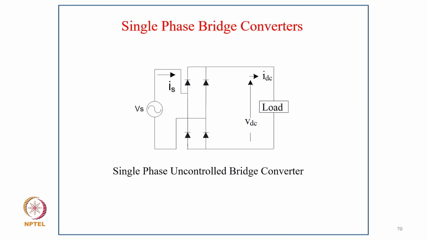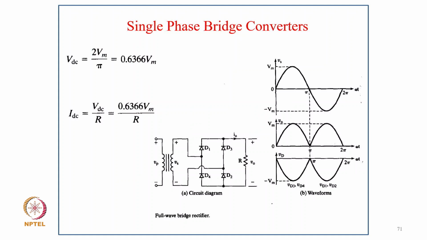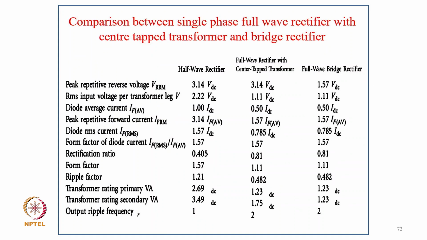Now coming to the behavior of the single phase uncontrolled bridge converter, and here typically are the waveforms for resistive load. So VDC equal to 2 Vm upon pi, that is 0.6366 Vm, and IDC is VDC upon R, that is 0.6366 Vm upon R. So these are of course a comparison between the single phase full wave center tap and bridge rectifier for all the parameters including utilization, all what we calculated. Here is the table for comparison.